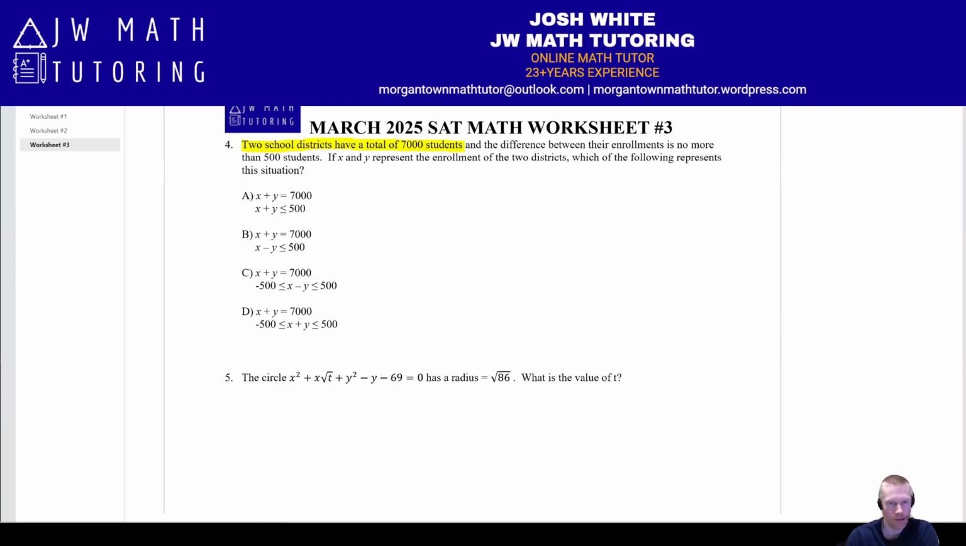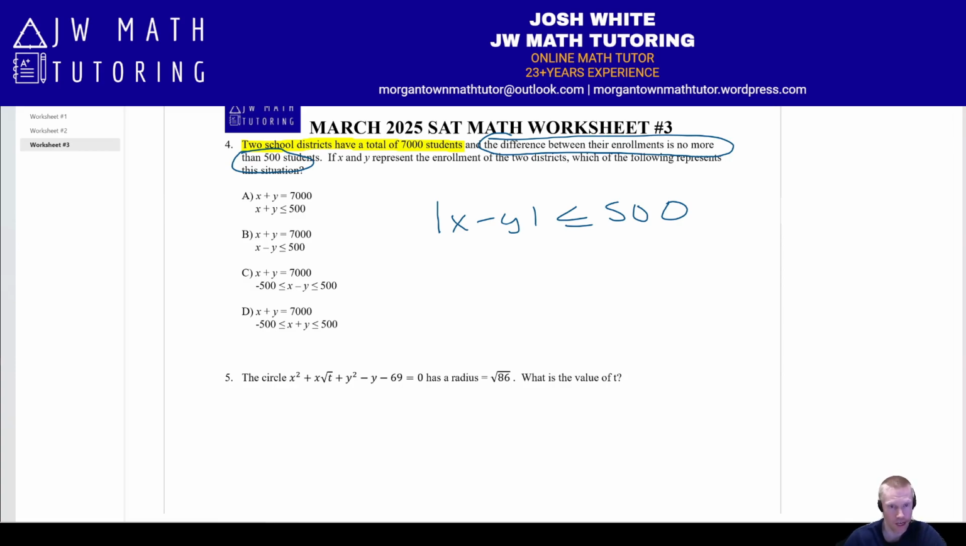But the problem is, you don't know necessarily which one has a larger enrollment, X or Y. That's not specified in the problem. So really, this part right here, this difference in enrollment part, no more than 500, is essentially an absolute value inequality that you set up like this. The difference in the enrollment is no more than 500. And this accounts for the fact that X could be the larger or X could be the smaller enrollment.